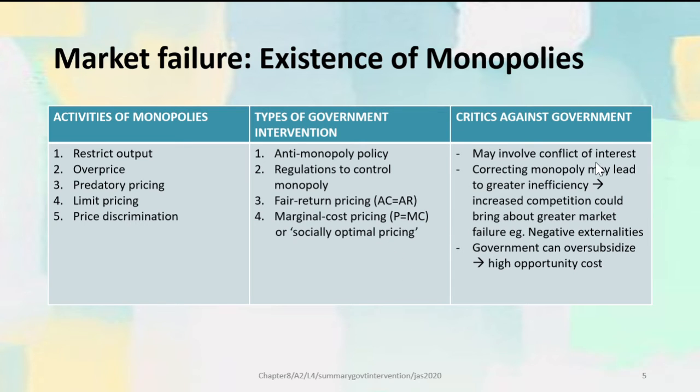So the critics against the government in imposing all this. The first one may involve conflict of interest. What sort of conflict of interest? In one way, government needs to regulate the monopoly. In another way, government would like to gain the tax revenue, because if the monopoly is regulated, then government might be losing its revenue. So this is a kind of critique against the government.